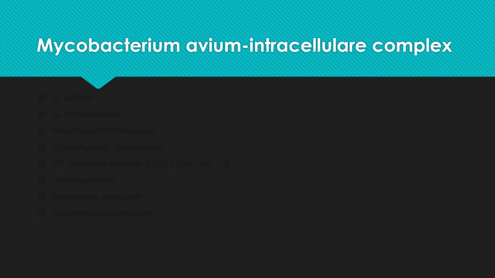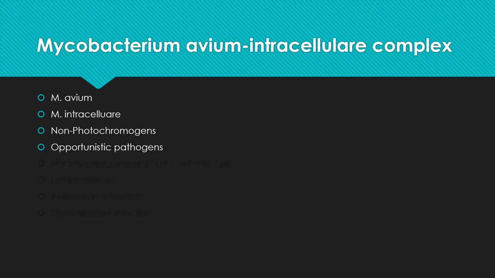Then we will talk about the Mycobacterium avium intracellulare complex in detail. This complex is made up of Mycobacterium avium and Mycobacterium intracellulare. It is a complex of these two because they cannot be differentiated. This MAC is non-photochromogenic, that means it does not produce pigments. It is mostly an opportunistic pathogen, mostly in HIV infected people. When HIV infected people have a CD4 T cell count of less than 50, the chances of this MAC infection will be increased.